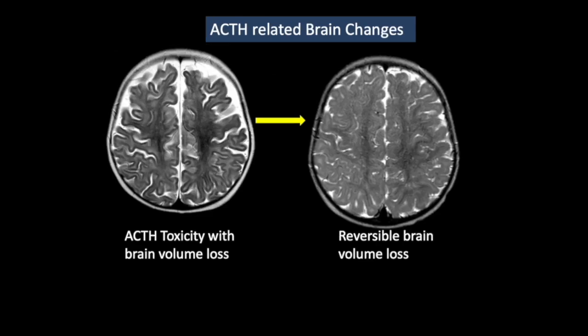ACTH has been employed in the treatment of infantile spasms. However, it is associated with a number of potentially serious side effects, and these include hypertension, metabolic and endocrinological abnormalities. The brain shrinkage is dose dependent and reversible upon discontinuing the medication.